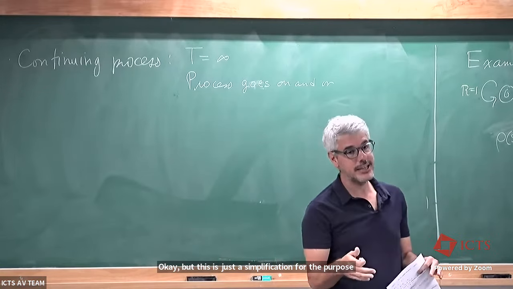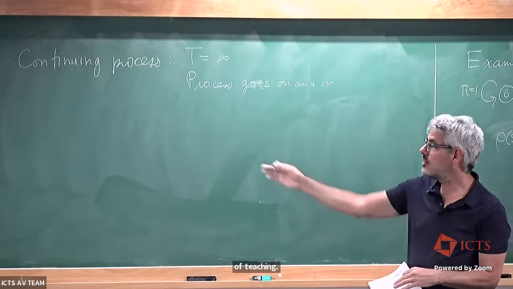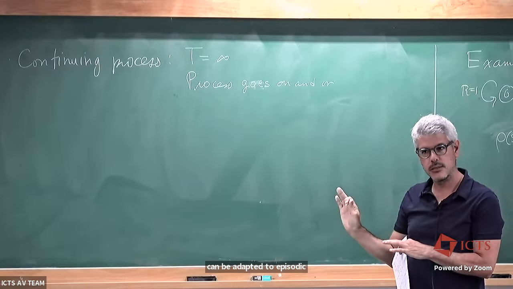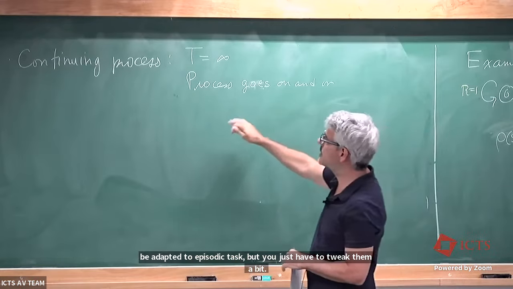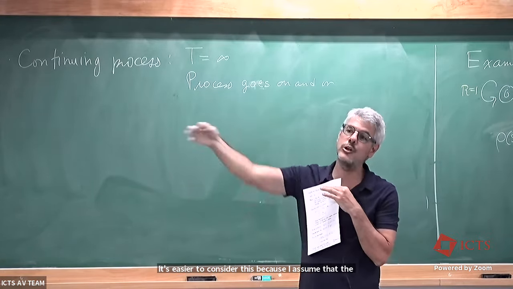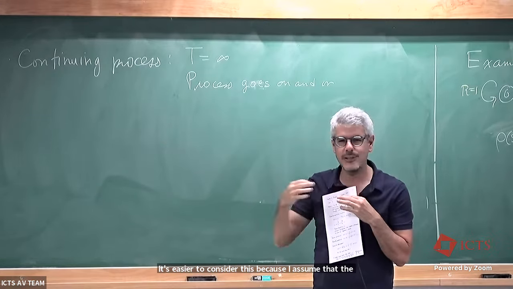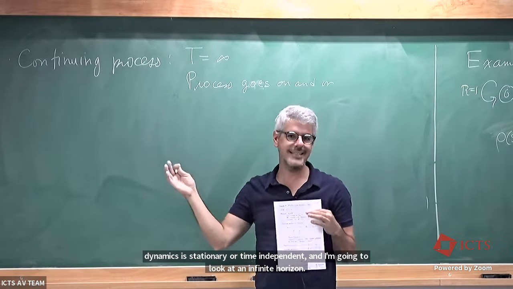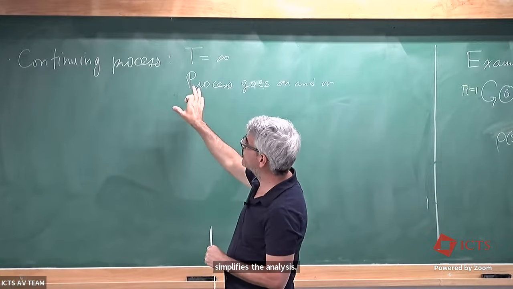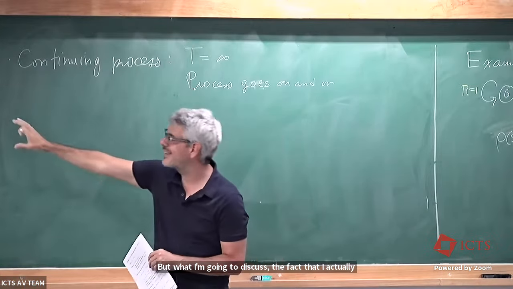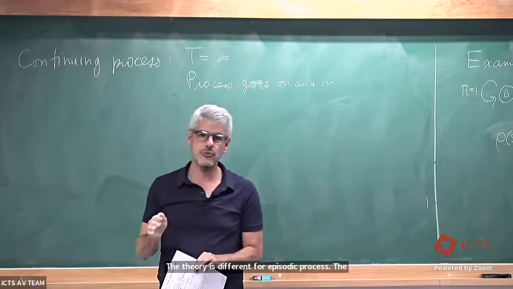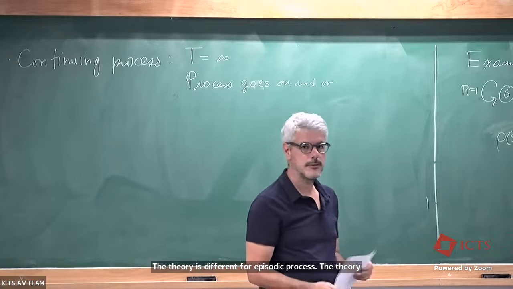But basically, everything I'm going to say can be adapted to episodic tasks, but you just have to tweak them a bit. It's easier to consider this because I assume that the dynamics is stationary or time independent, and I'm going to look at an infinite horizon. So I can do everything in a stationary way, and that simplifies the analysis. But the fact that I focus on continuing processes doesn't mean that the theory is different for episodic processes. The theory is more or less the same. You just have to account for the fact that you have to finish something.